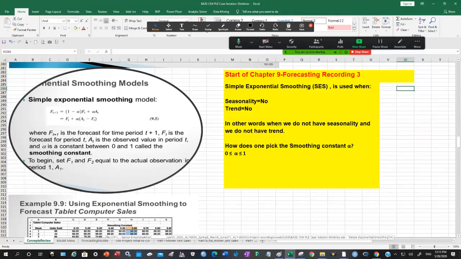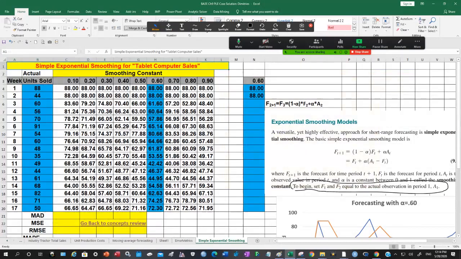As you take a look here, this may be fuzzy, but in simple exponential smoothing, or SES, we will be using a smoothing constant called alpha. That smoothing constant needs to be between 0 and 1, and it can be 0 and it can be 1. So let's discuss and do an example.